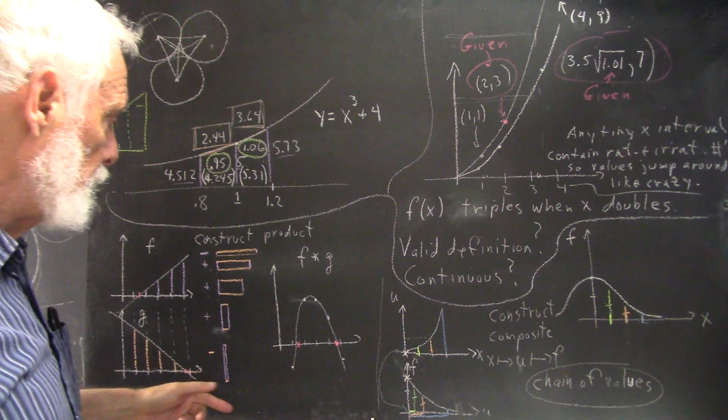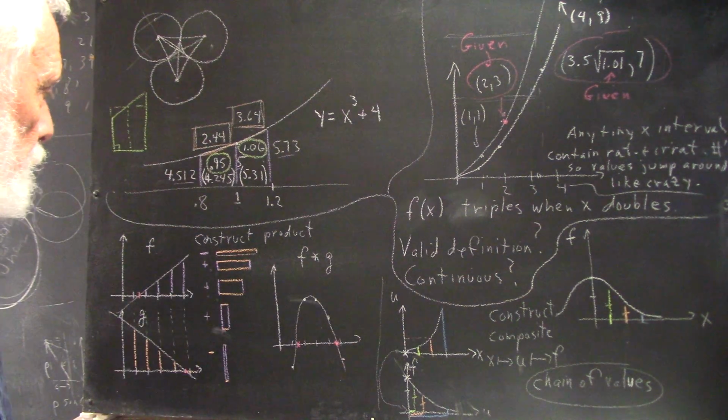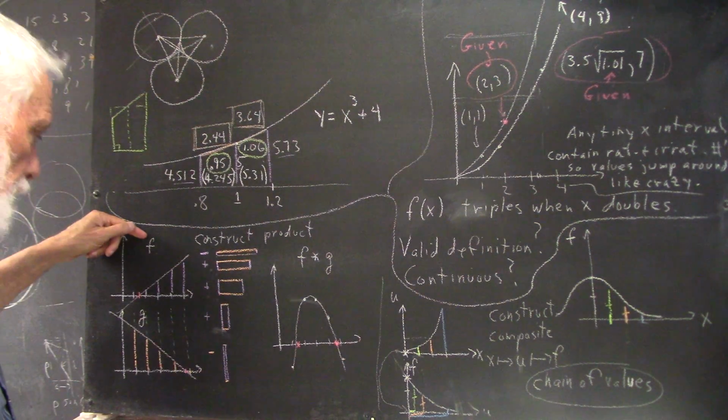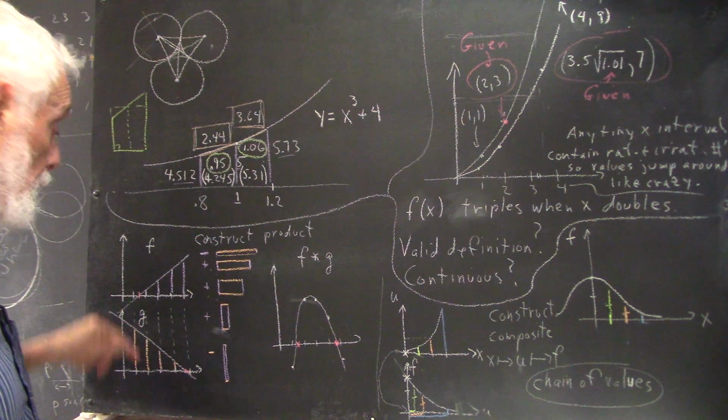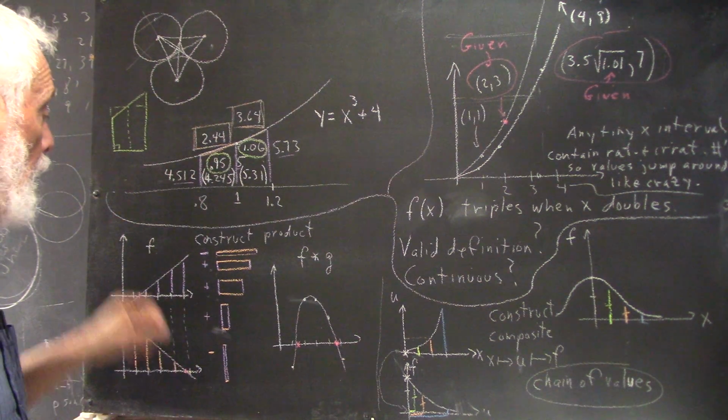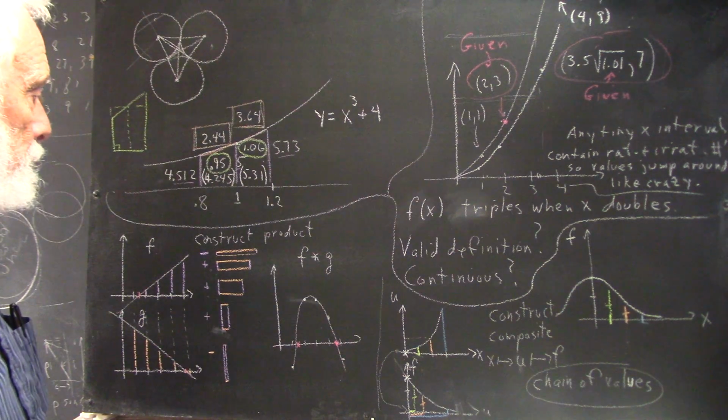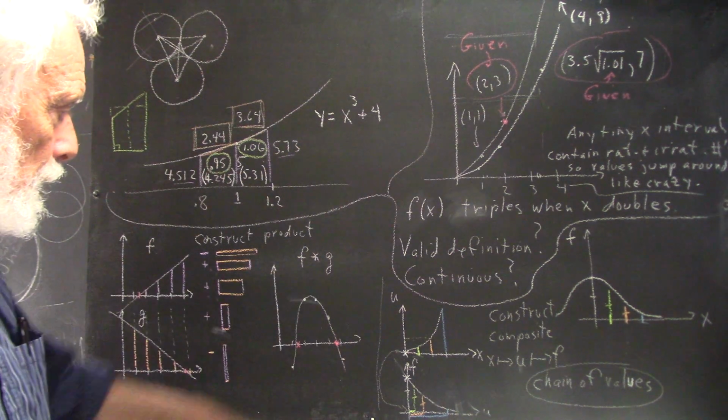And of course, these areas are what we're graphing on this graph, because these areas represent the values of f times the values of g, one for each of these 5 x values. And we then make a plot.